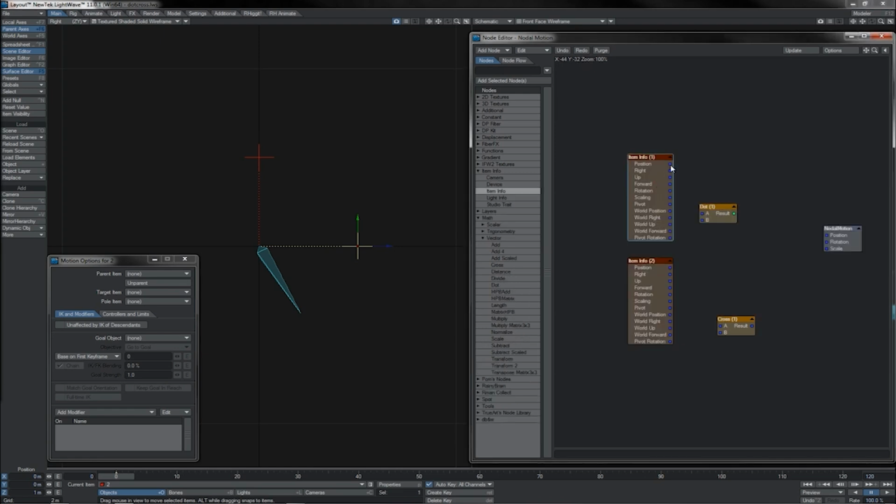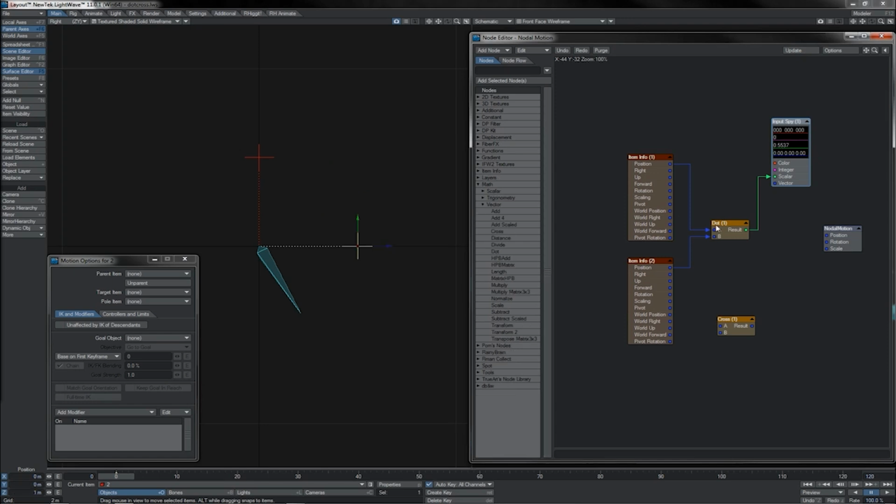So I'm going to take the position of each of these nulls via item info there. So I've got my two input vectors. So this is now outputting the cosine of 90 degrees, which is of course 0. Cosine 90 is 0. 0 degrees is cosine 1. See if I bring this null up here, so we're not quite at 90 degrees anymore, we're more like 45. Boom, there's my cosine value.